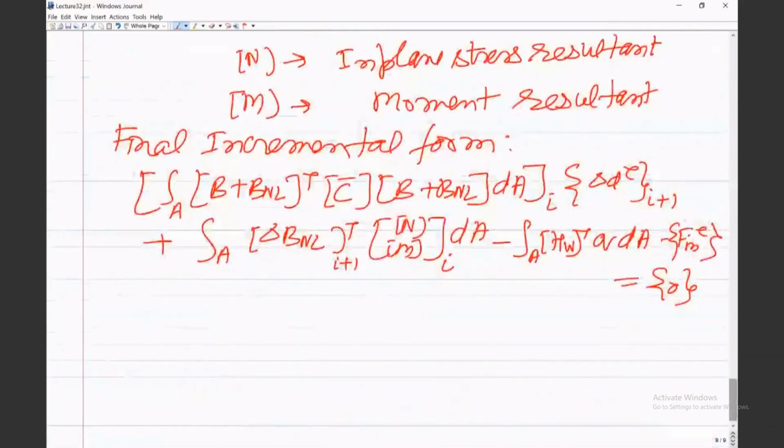Now let's see. Another term will be there, sir. Yeah, which term? I think I missed one. Yeah, I missed that. So let me write that term also.